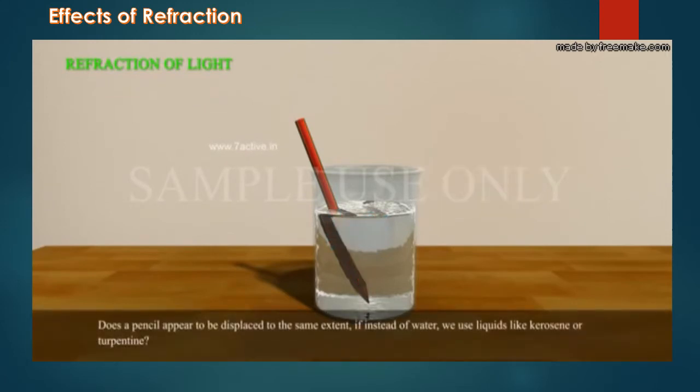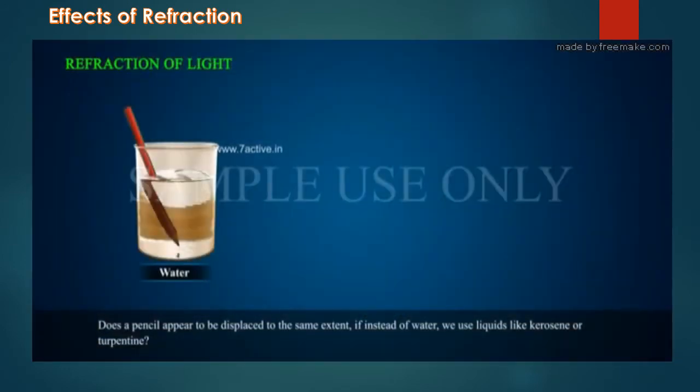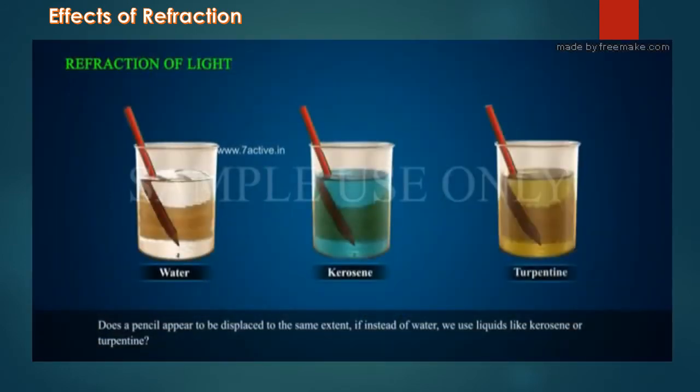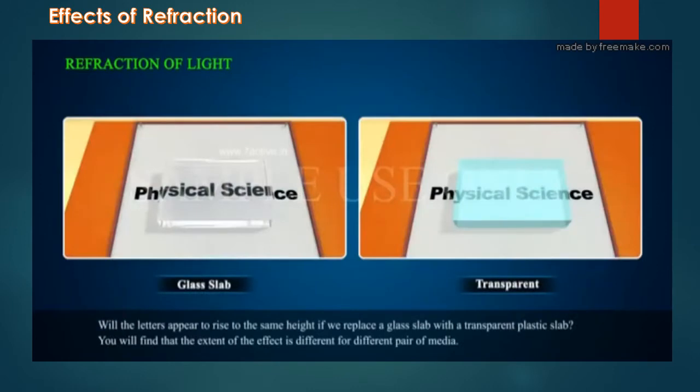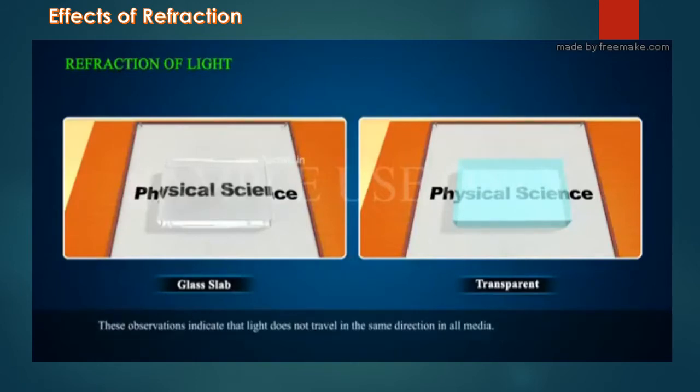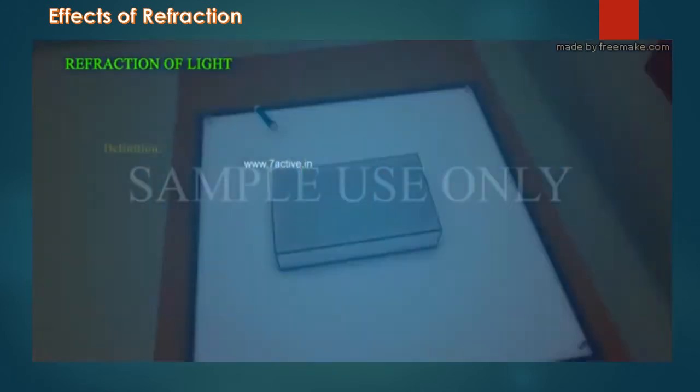Does the pencil appear to be displaced to the same extent if instead of water we use liquids like kerosene or turpentine? Will the letters appear to rise to the same height if we replace a glass slab with a transparent plastic slab? You will find that the extent of the effect is different for different pairs of media. These observations indicate that light does not travel in the same direction in all media.